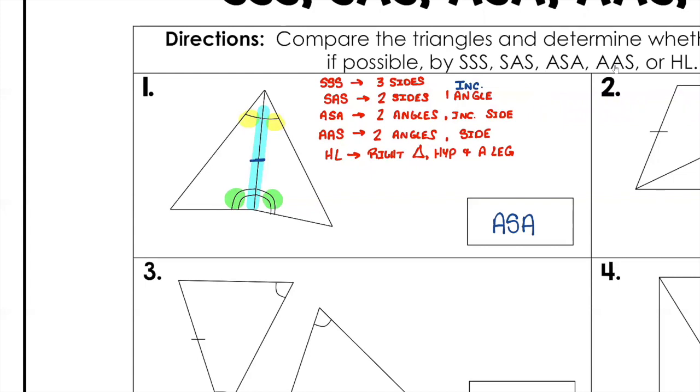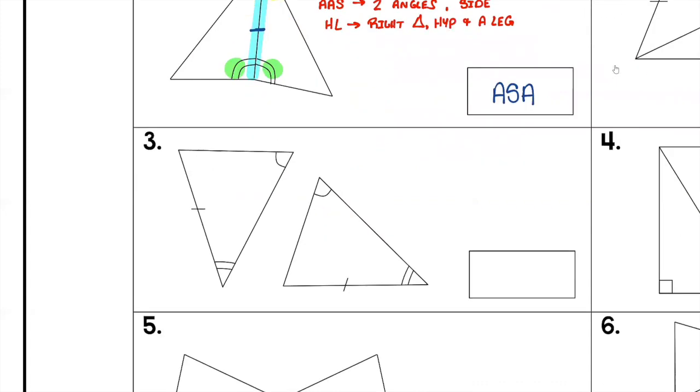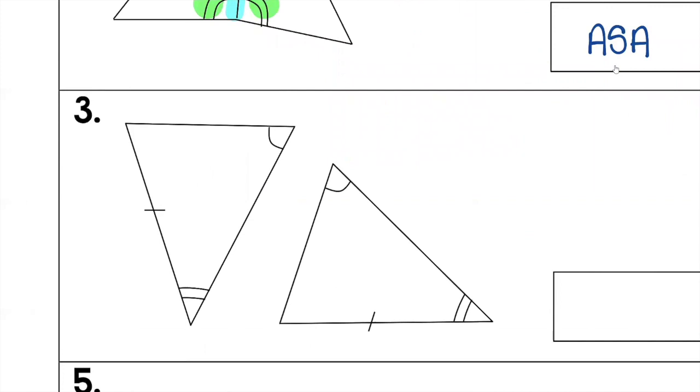All right, number 3. What have they given us? Let's go ahead and mark it up. So we got a single angle there, our double angle out yonder, and then a congruent side. So they gave us all 3 pieces on this one. We don't have to draw our own conclusion. So 2 angles, 1 side.